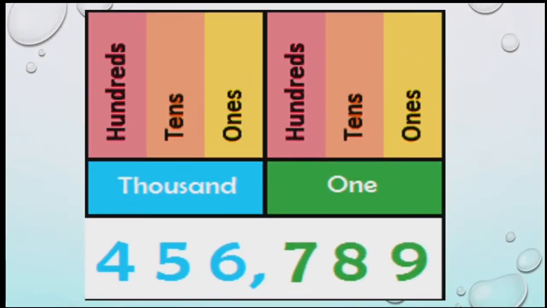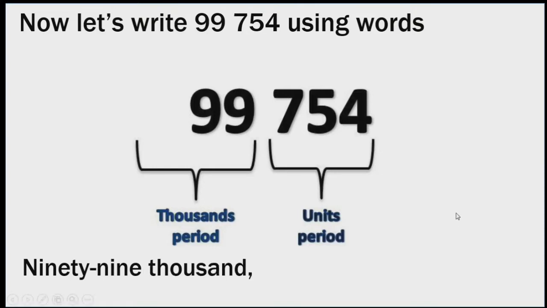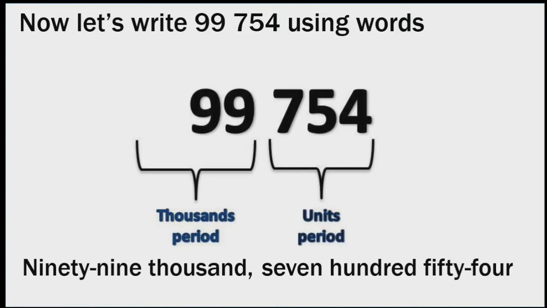Let's try another example. 456,789. Now let's write 99,754 using words. Let's read first the period at the left. 99,754.